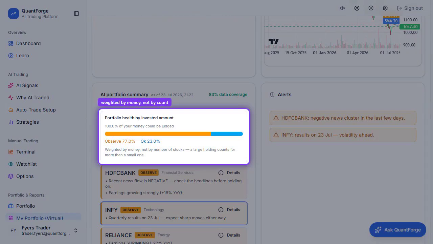Last one, this single bar at the top. Your whole portfolio's health in one line, weighted by money. Each colored segment is the share of your invested rupees sitting in that verdict. Why weighted by money? Because counting stocks would lie to you. 2 critical stocks out of 10 sounds like 20% trouble, but if those 2 hold half your money, the real number is 50. This bar tells you the truth about your exposure.